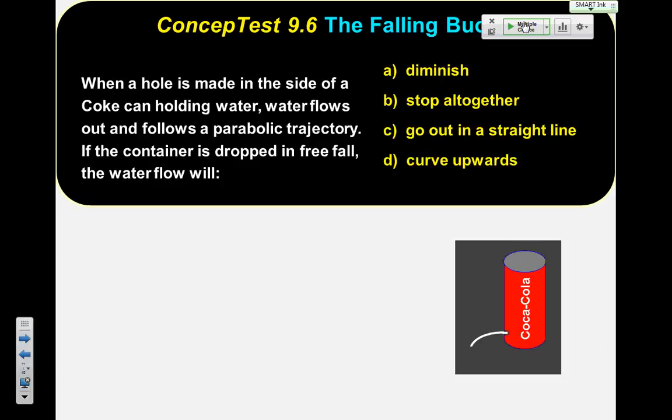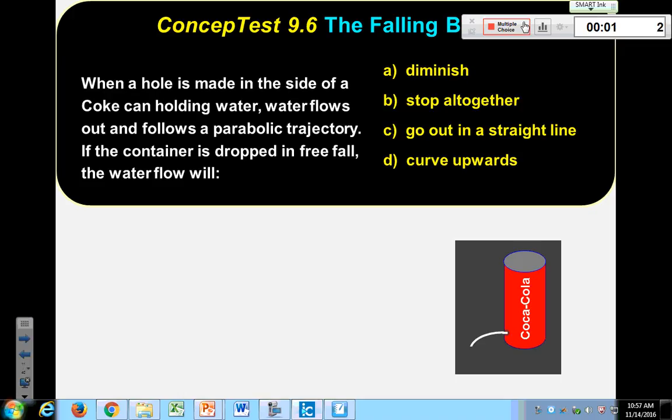All right, when a hole is made in the side of a can holding water, water flows out and follows a parabolic trajectory. If the can is dropped in free fall, the water flow will do which of these? Probably wouldn't encounter a problem like this on the test, but it's fun to think about anyway. If it's dropped in free fall, what will happen?